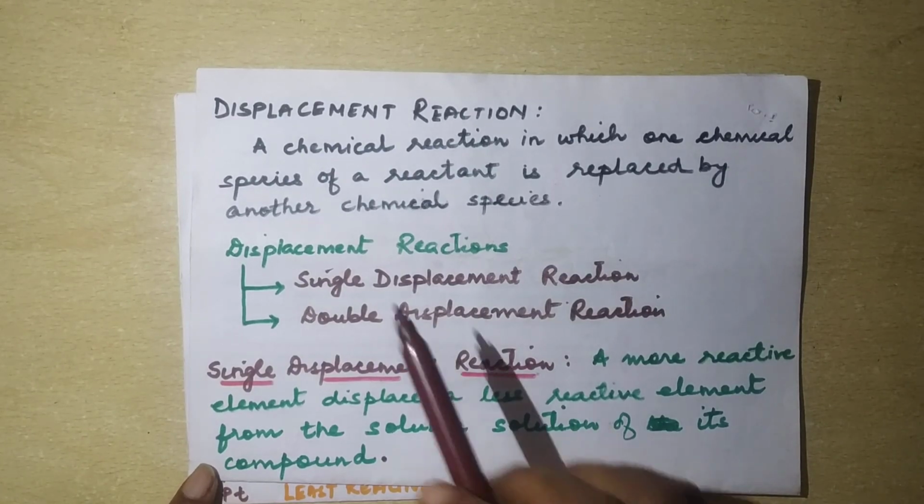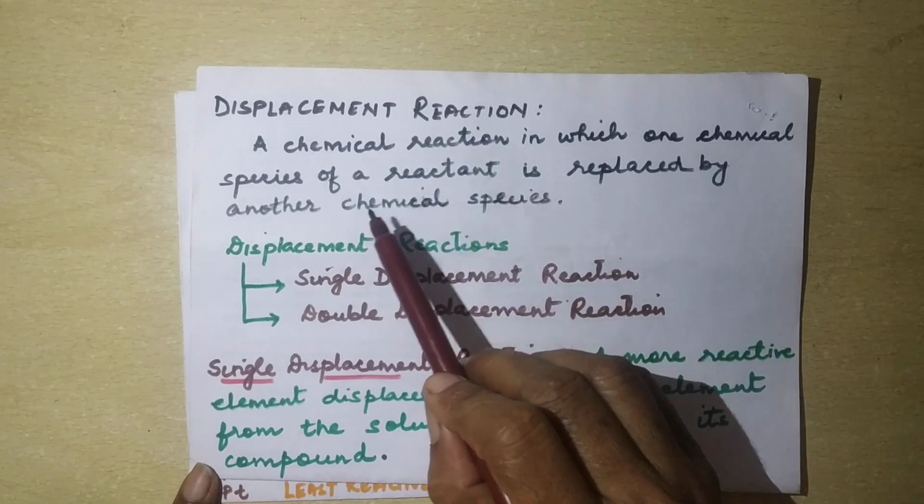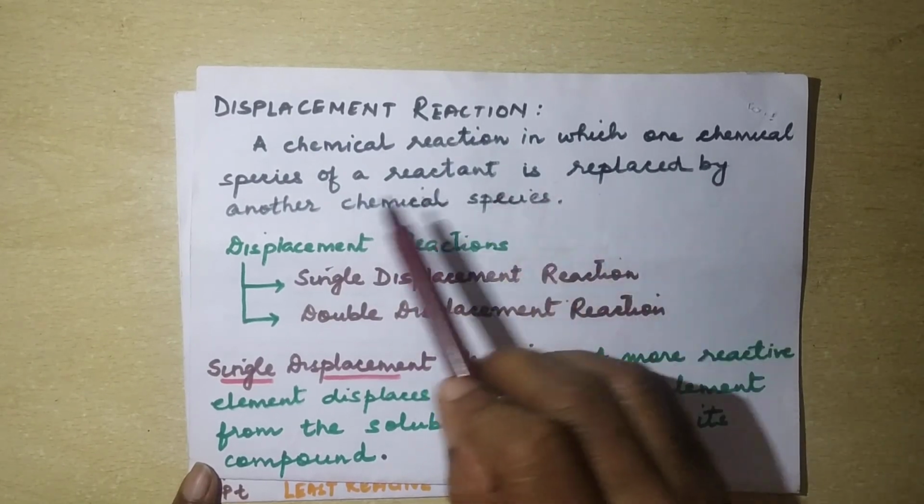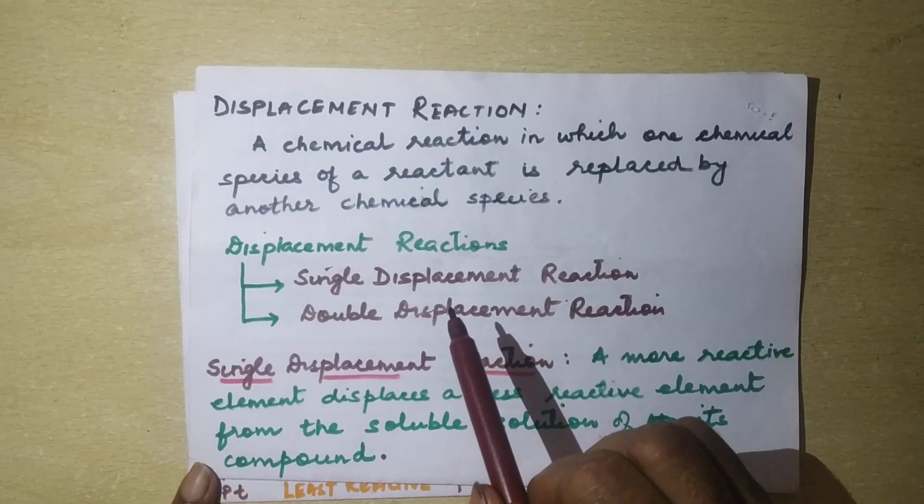Hello children, today's topic is displacement reaction. First let us see the definition. A chemical reaction in which one chemical species of a reactant is replaced by another chemical species.